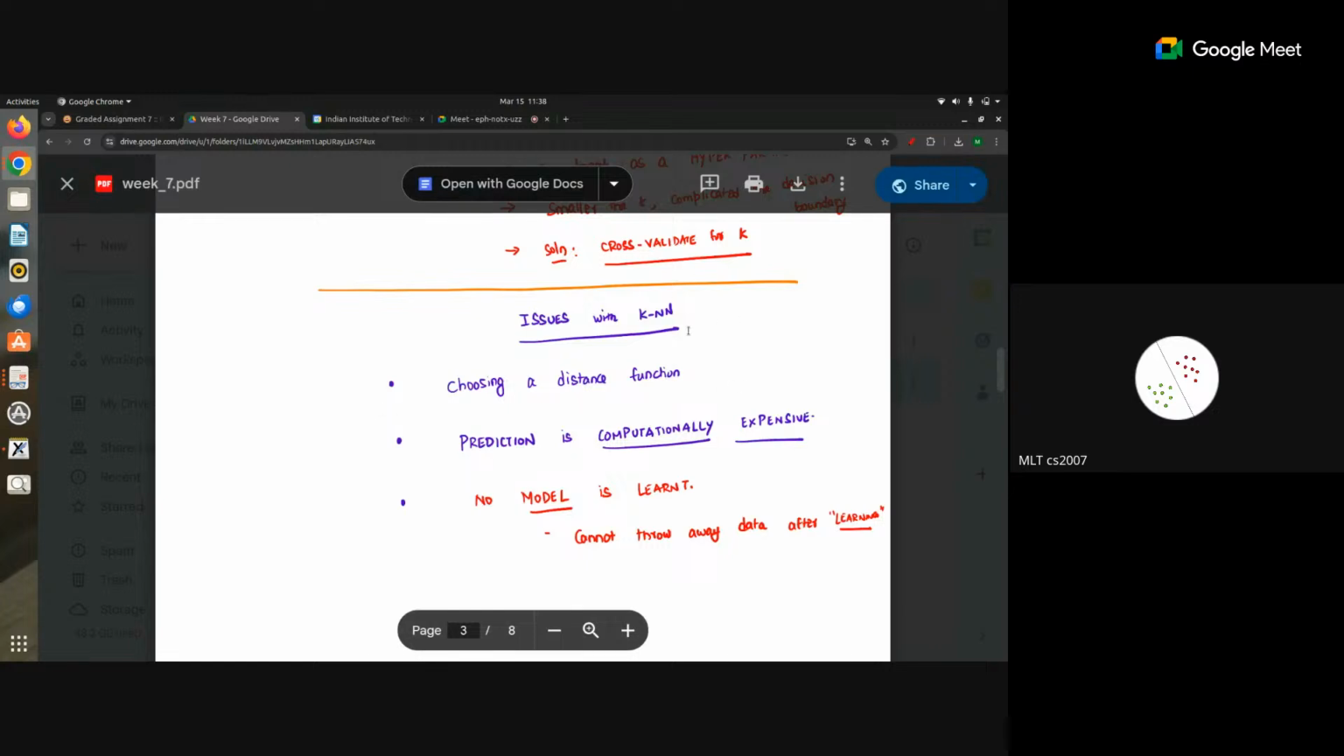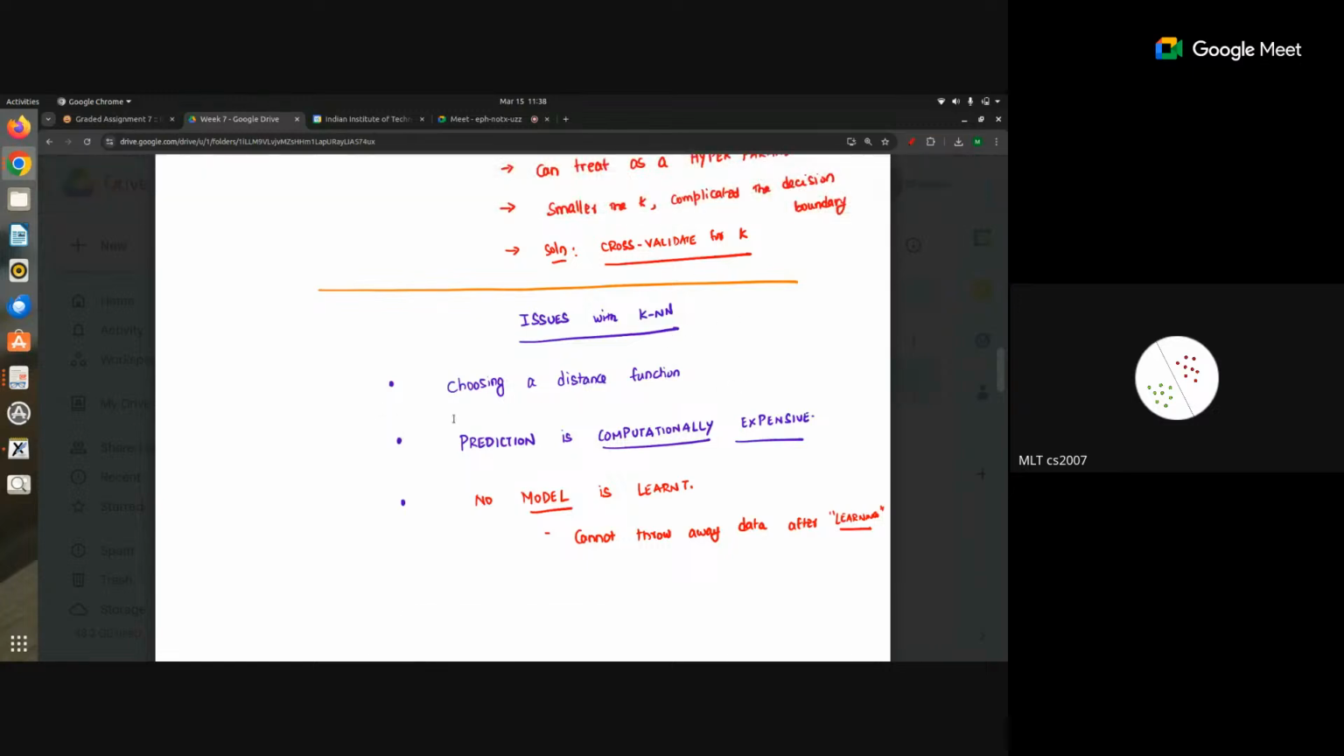So what were the issues with k nearest neighbors? One is choosing the distance function. What distance function should I choose? Should I choose the Euclidean distance? Should I choose the Manhattan distance? Should I choose the Mahalanobis distance? Which is the better one? We don't know. That is also one of the problems.